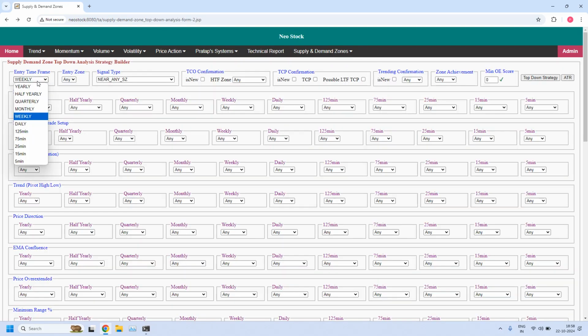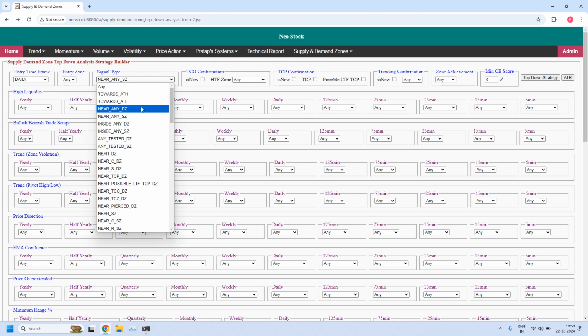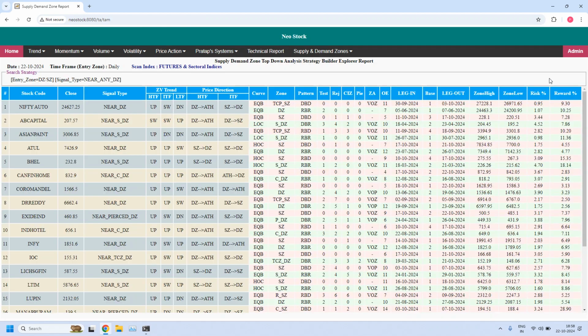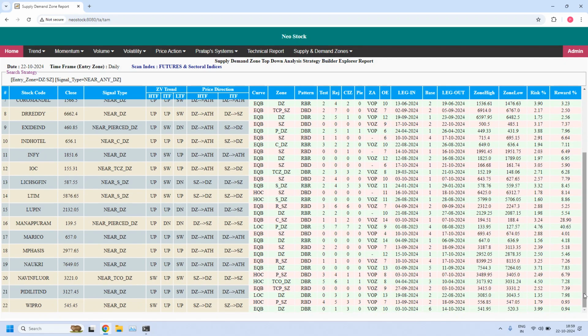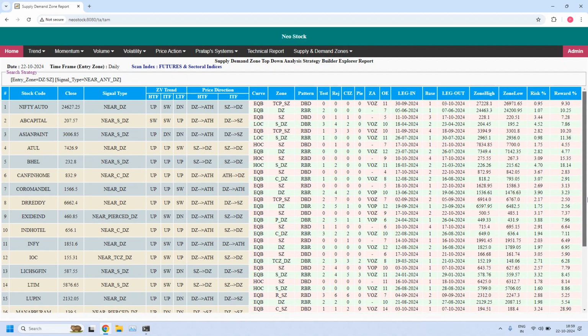Next time frame is daily. Entry time frame daily. Let us find the stocks near daily demand zone. Again, good number of stocks are filtered. These are the first 15 stocks. I am scrolling the list down. So total 22 stocks are filtered near to the daily demand zone. Now let us identify the high liquidity demand zones from this list. High liquidity daily demand zones.